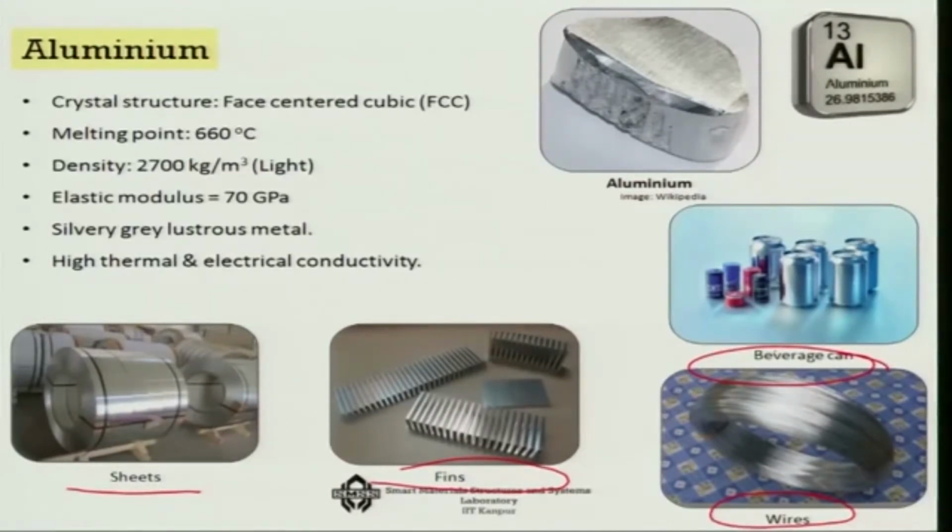Aluminium has a face centered cubic, FCC, crystal structure with a melting point of about 660 degrees Celsius. Density is very light, 2700 kg per meter cube. Compare it with steel, which is something like 7400 kg per meter cube. So, it is about 1/3 the density of steel. Elastic modulus of course is lower, 70 GPa; steel has a much higher elastic modulus. In color it has a silver grey luster and it has high thermal and electrical conductivity.